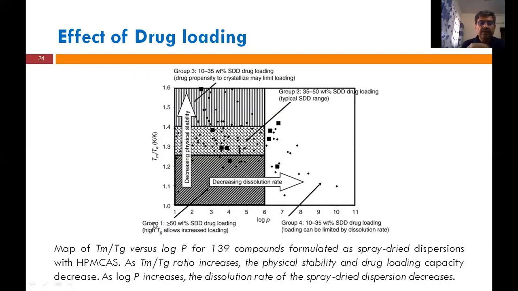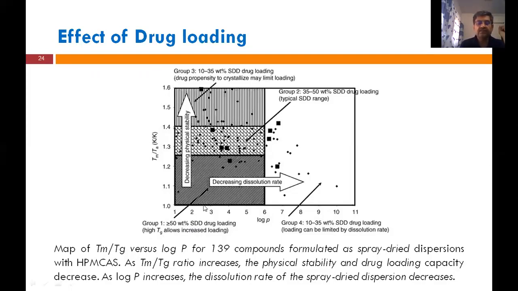In group 1, we have cases where you can achieve greater than or equal to 50% loading in the solid dispersion because of the high Tg value of the API. The higher the Tg of the API, the less would be the need for the polymer concentration to stabilize the amorphous solid dispersion.